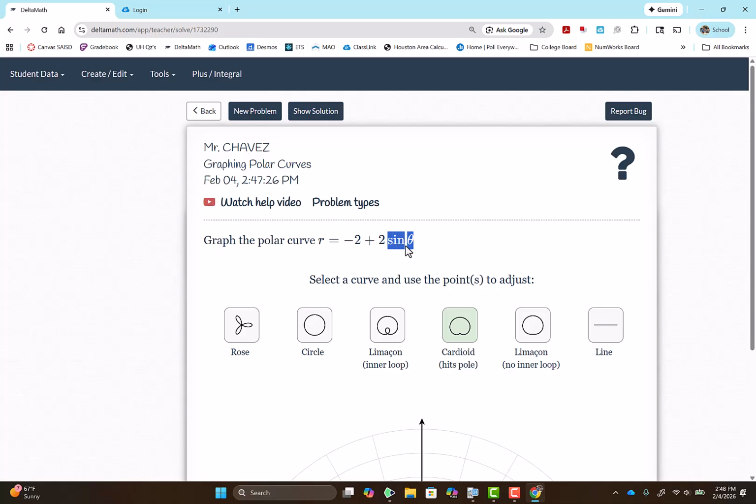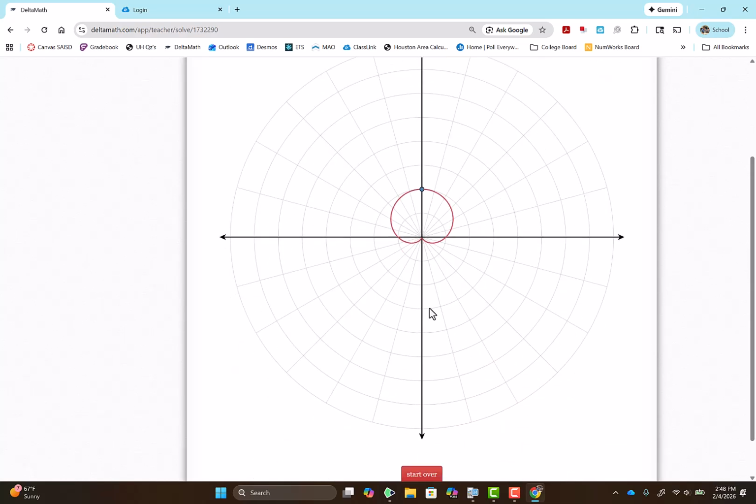-4. So what am I going to plot? 3 pi over 2, comma, -4. So go to 3 pi over 2. That's the negative y-axis. And -4, I go in reverse. 1, 2, 3, 4. I'm right here. So take this little point and you just drag it. See? You just drag it right there.